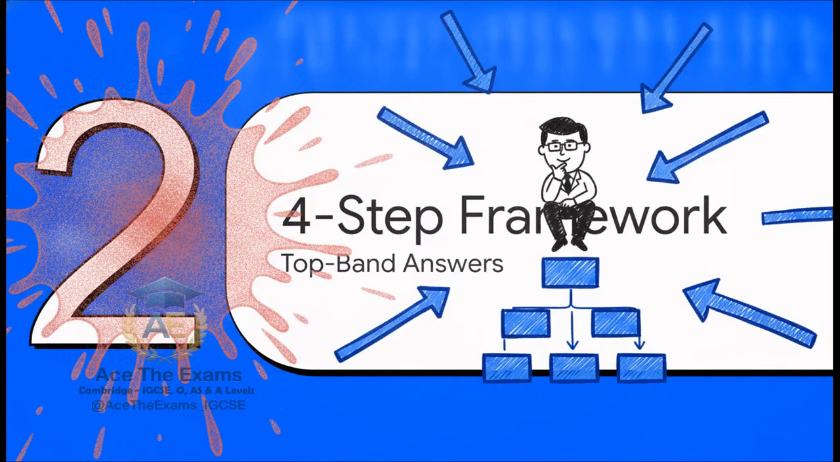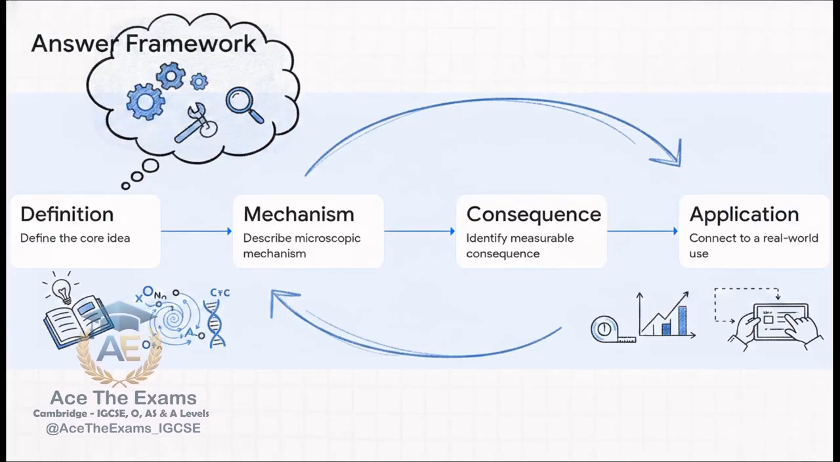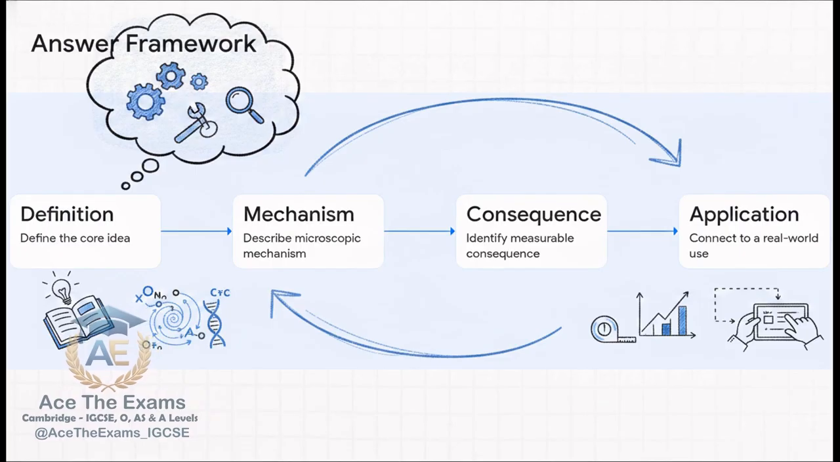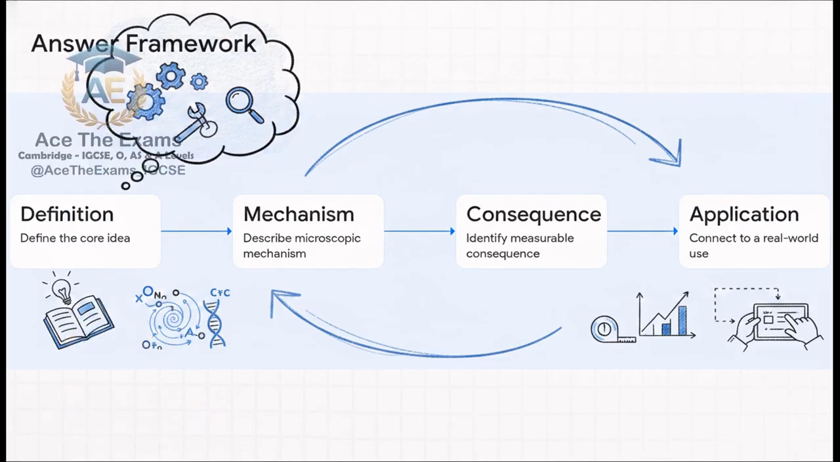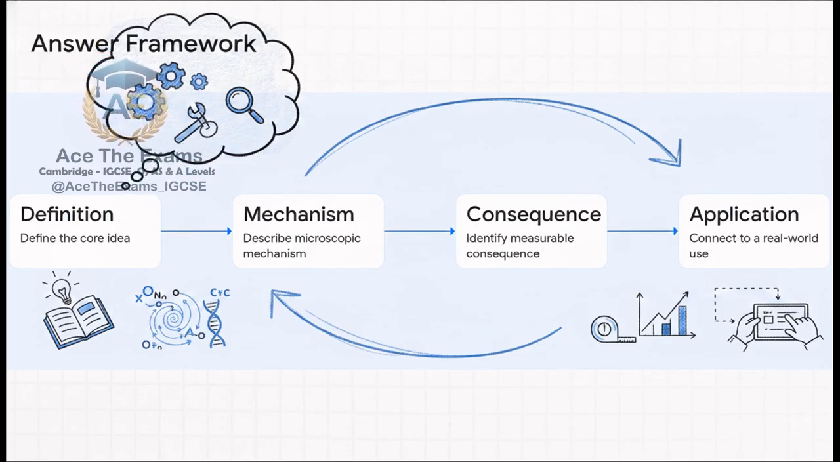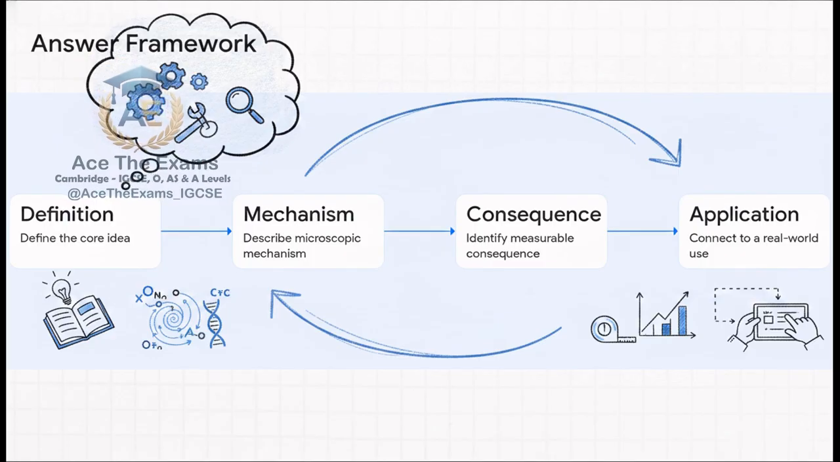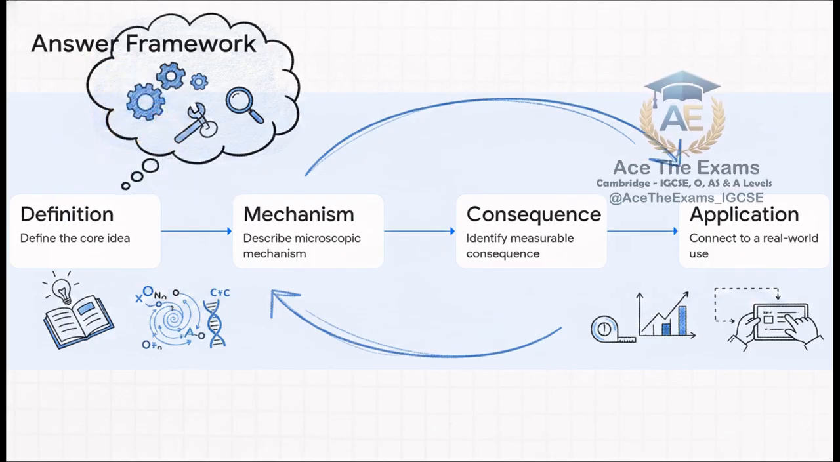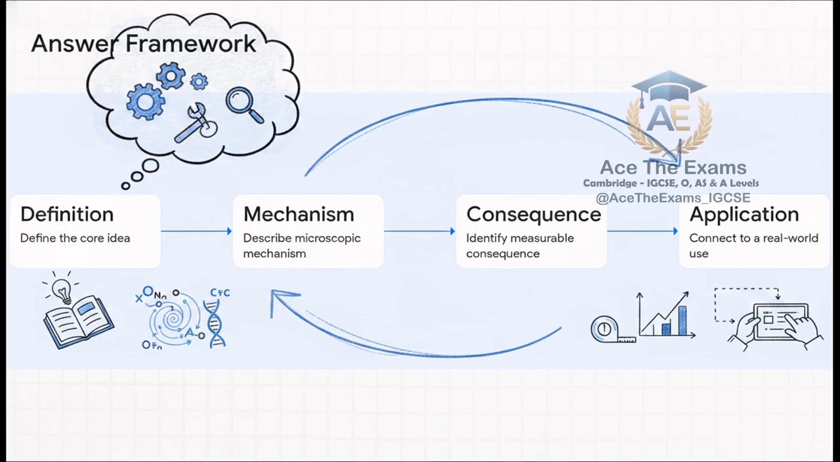Section 2, the top band 4-step framework. Okay, let's dive into this. If you want to stop bleeding marks on these questions, you've got to abandon scattered facts and adopt this incredibly rigid sequence. Step 1, define the core idea. Step 2, describe the microscopic mechanism. Step 3, identify the measurable consequence. And finally, Step 4, connect that consequence to a real-world application.